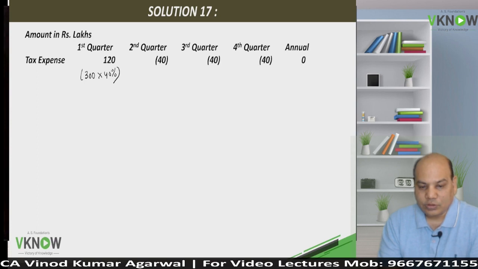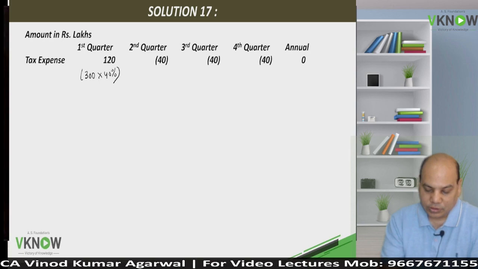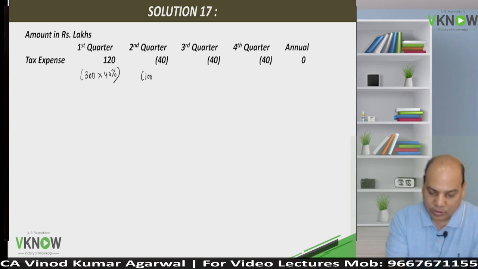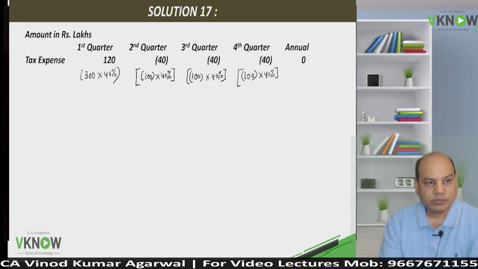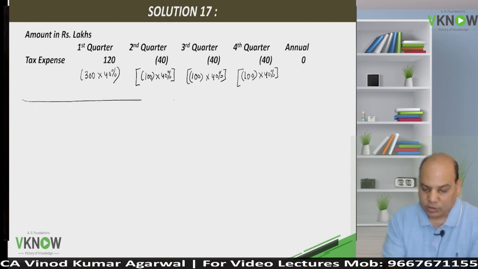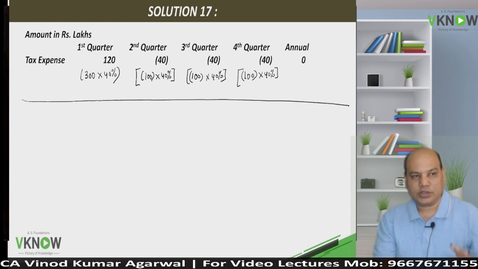Therefore, first quarter tax expense will be 300 into 40%, 120. Second quarter will be 100 loss into 40%. Same thing, 100 loss into 40%. Same thing here also, 100 loss into 40%. And the total will be 0. Only for this much effort you are going to get 4 marks.